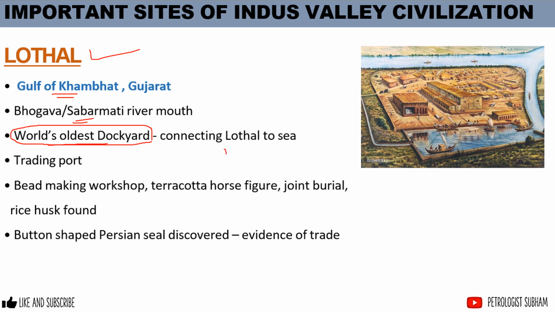Okay, connecting Lothal to the sea. It was also used as a trading port, with a bead making workshop, terracotta horse figure, and joint burial. Joint burial evidence was found from Lothal. Note this down. Okay, rice husk was found at Lothal. This is also very important, it is asked in which site the evidence of rice was found. It was Lothal. A button-shaped Persian seal was discovered, evidence of trade. Okay, whatever is important I am already marking it.